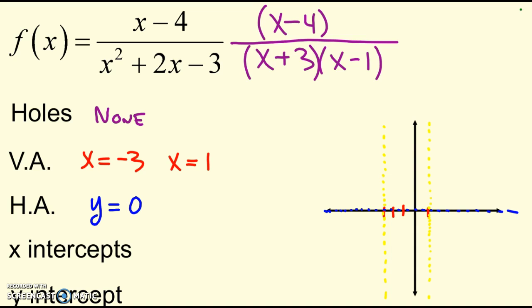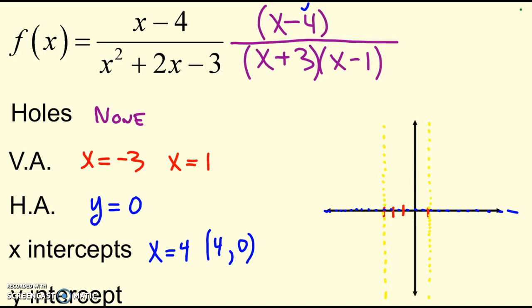Okay, any x-intercepts? This one does have an x-intercept because we have a factor in the numerator. So what makes the numerator 0 is going to be x equals 4. So (4, 0) is one of my x-intercepts.